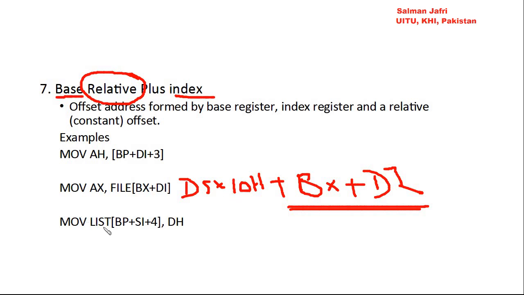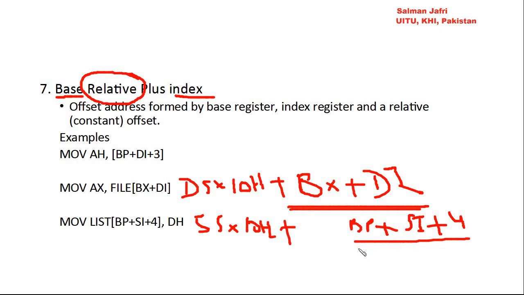What about this one? How would the offset be calculated now? Since BP is used, the stack segment would be used in this example, SS times 10H. And of course the offset would be calculated by using BP plus SI plus 4. So again, like always, this value would be calculated first, and the 16-bit result would be added into SS times 10H.